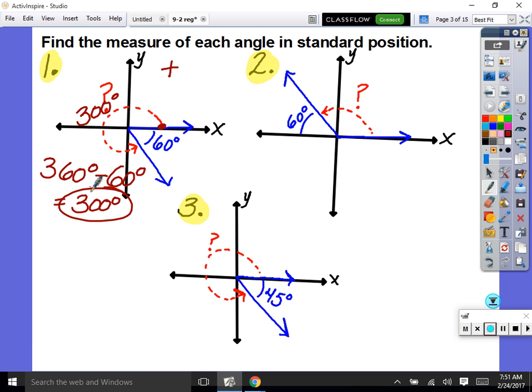Okay, let's do number 2. Let's use our logical thinking. There's not one right way of doing it. There's multiple right ways. On number 2, it says, what is the angle? So this is the angle we're looking for here. They give us a hint. This from here to here is 60. How can we figure this out?